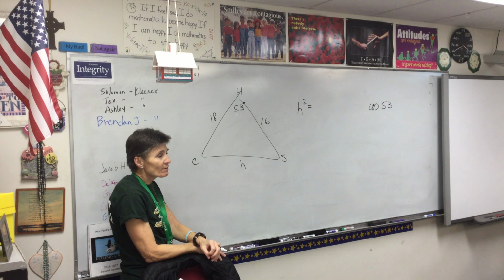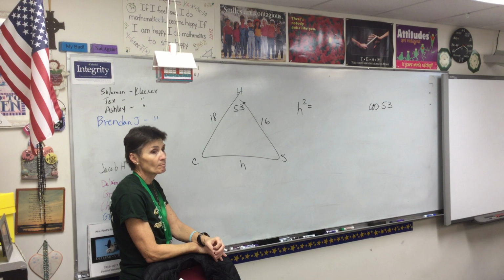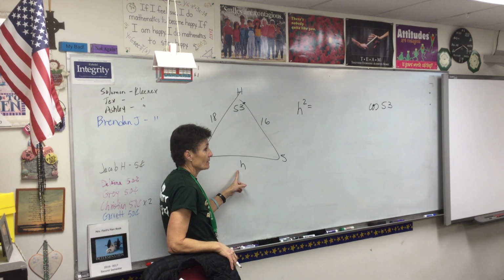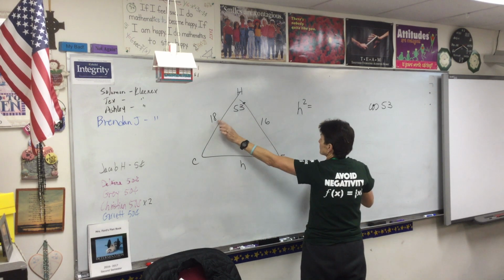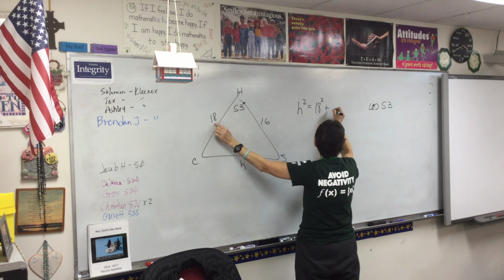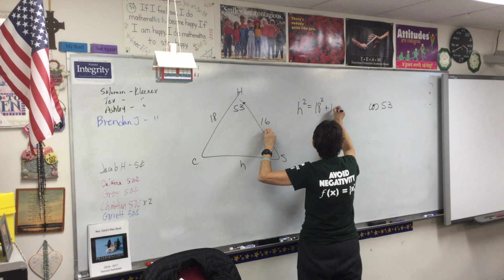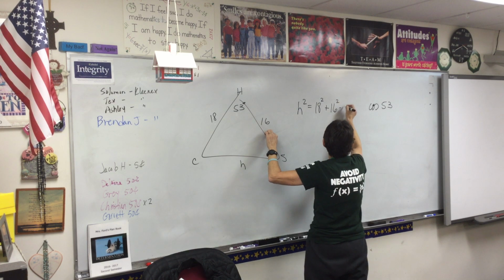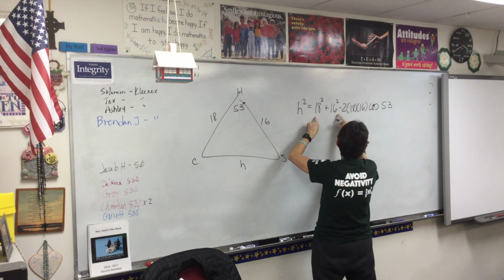If we were deriving the law of cosines, like if I were showing you where it came from, it comes from the Pythagorean theorem. That's why it's got all the squares in it. All right, so we got H squared. Now, what goes in here? 18 squared plus 16 squared minus 2 times 18 times 16, and these can be in any order.